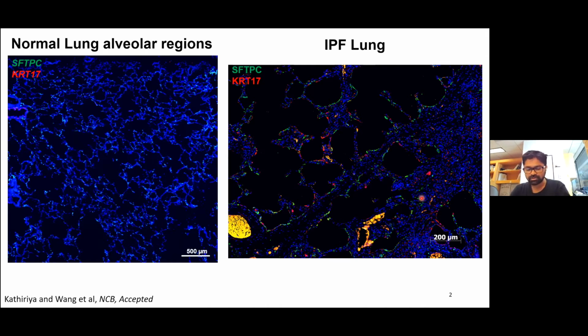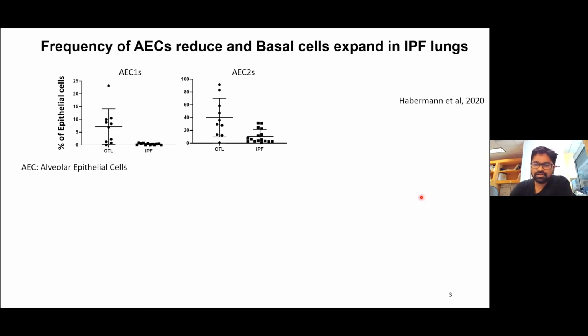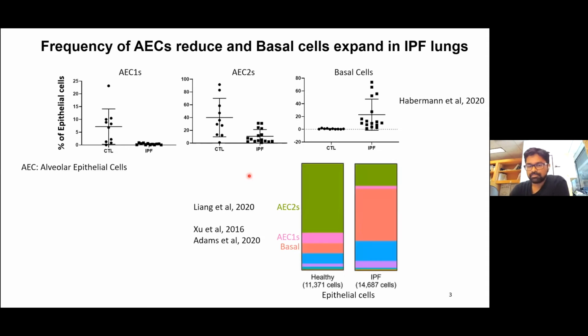And if you look at the total lung, especially comparing between a normal lung and an IPF lung, two things happen. One, there is a remarkable loss of both type 1 and type 2 alveolar epithelial cells as a fraction of total epithelial cells. And in conjunction, there is an upregulation of basal cells, also as a fraction of total epithelial cells, that a number of groups have made observations about over the past 5 to 6 years.